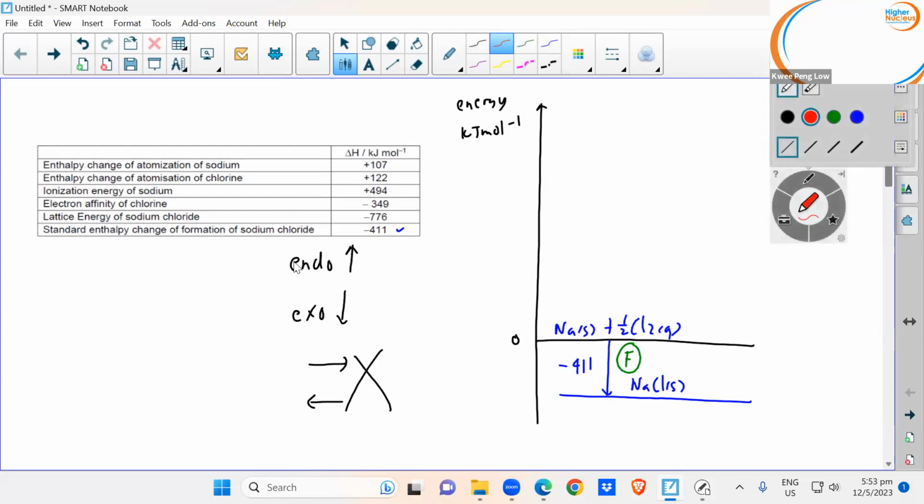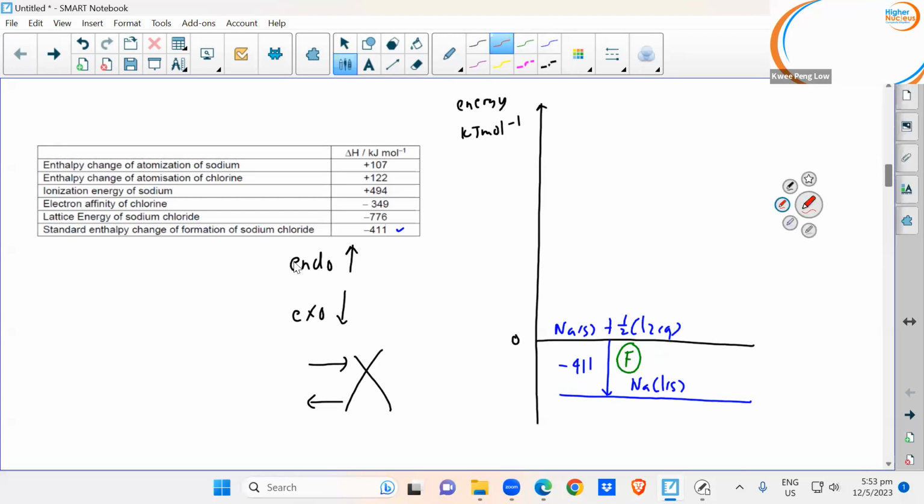Okay. After my F, let's go to atomization. I'm going to atomize sodium and chlorine together. Now I can combine them together because they're the same fraction, atomization. So I'm going to combine the 2 values together. So this is plus 107 plus 122. Sodium solid becomes sodium gas. Chlorine molecule becomes chlorine atom. So this is my A, atomization. I atomize both sodium and chlorine together.